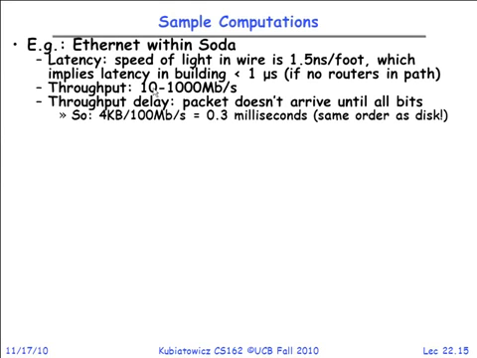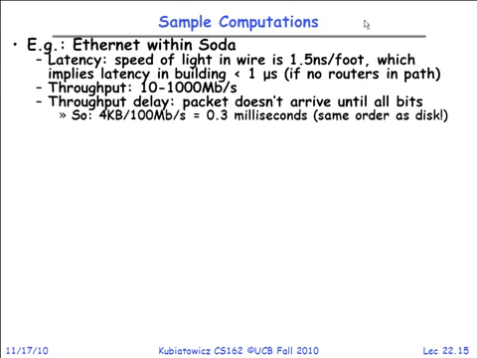Throughput delay: the packet obviously doesn't arrive until all the bits are there. So if we have 4 kilobytes in a packet at 100 megabits per second, that's about 0.3 milliseconds. Okay, if it's a bigger packet, obviously this goes up. If it's a faster rate, this goes down. But this number here, of order 1 millisecond, is about the order of a disk. Okay, which is kind of interesting, because it's actually slightly faster than the disk. People did talk about, rather than going to disk, why don't we go talk to memory on a different computer, right? So that was an actual comparison that people did once.